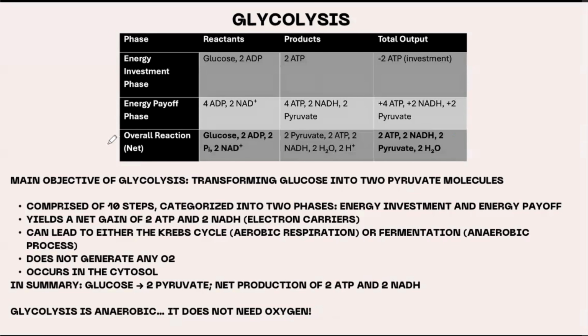And I tell students what you need to know is this net overall reaction because it helps you break it down. Now I'm going to go over the energy investment phase and energy payoff phase just so you can understand what's really happening here, but you don't need to memorize the intricacies of what goes in and out. So what happens in terms of glycolysis is you have some glucose that comes in and you have some ADP that's somewhere along the phase that also eventually creates two ATPs.